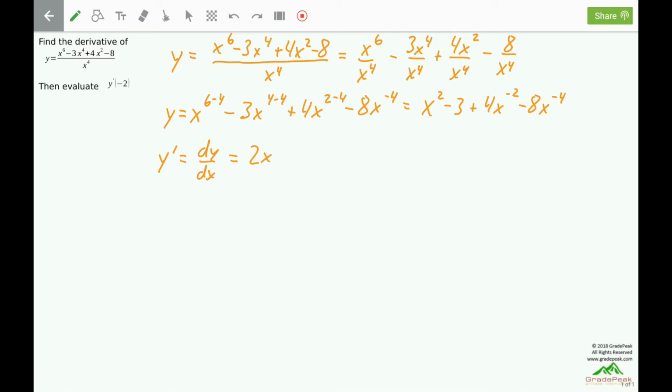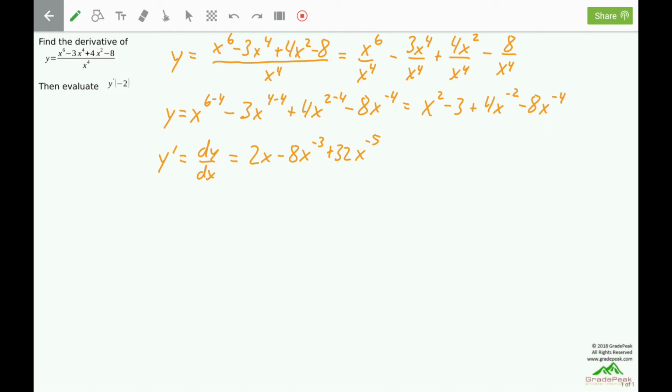The second term is a constant, the derivative of a constant with no x's is just a 0. The third term is a power rule, bring down the negative 2 times the 4, negative 8x to the minus 2 minus 1 more, which will be minus 3. And the last term, bring down the negative 4, multiply it times the negative 8. That'll be a positive 32. And then x to the minus 4 minus 1 more, negative 5.